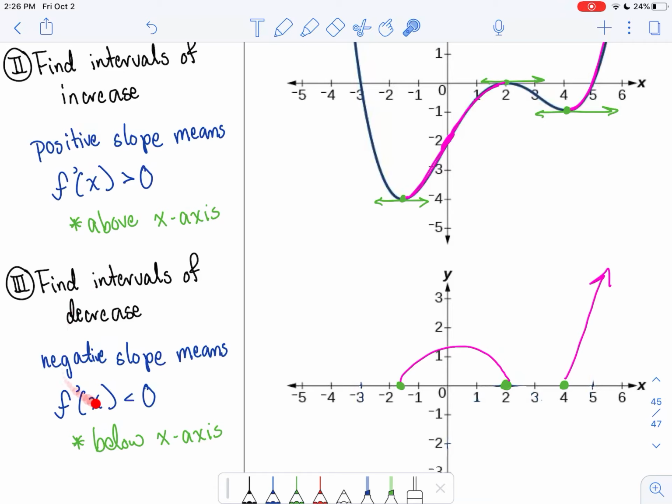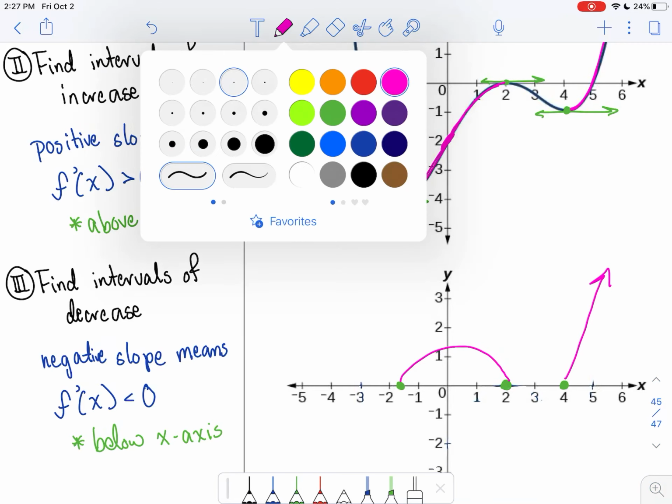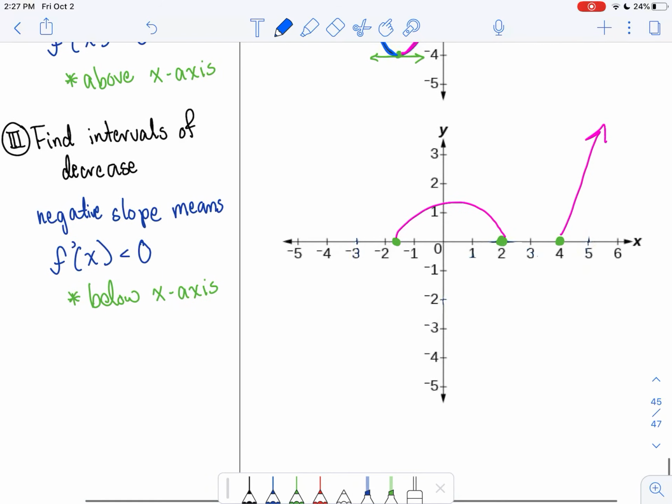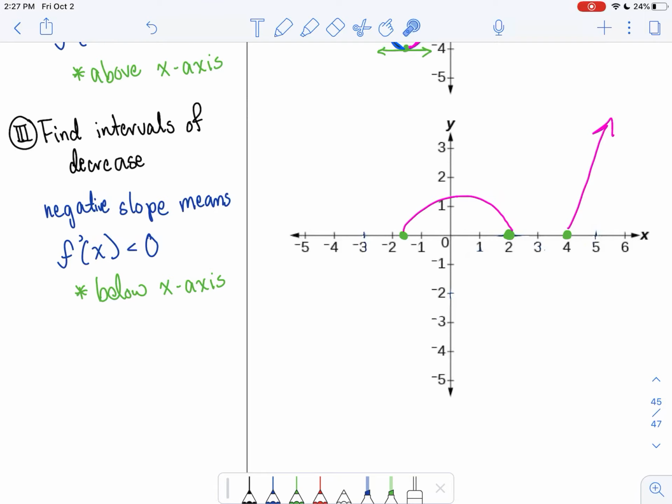Now the last thing you're going to do here is find your intervals of decrease. These are your negative slopes, and I'm going to pick a different color again. Let's go with bright blue. And our negative slopes are where it's going down as we're going left to right. So we have a decrease here, and then we have a negative slope in between 2 and 4. So if I'm looking at my graph of the derivative, negative slope means that we're going to have a negative derivative. That means below the x-axis.